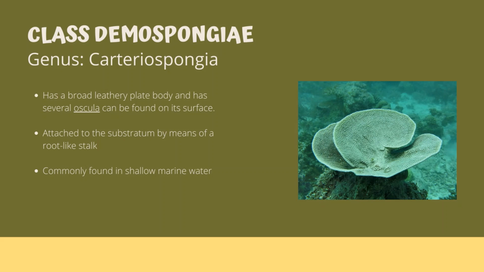The genus Carteriaspongia of class Demospongiae has a broad leathery plate body. It is attached to the substratum by means of a root-like stalk, and it is commonly found in shallow marine water.